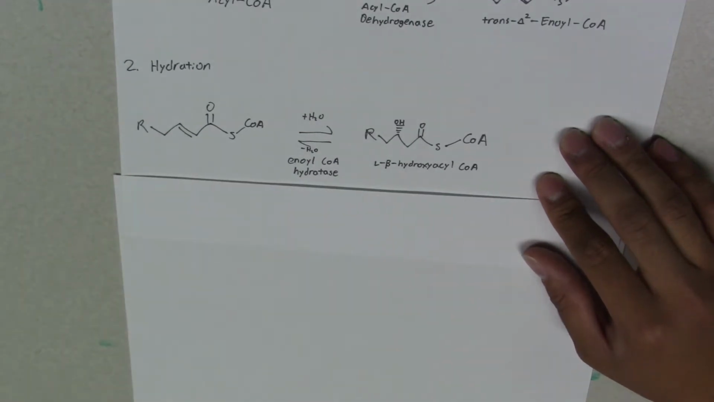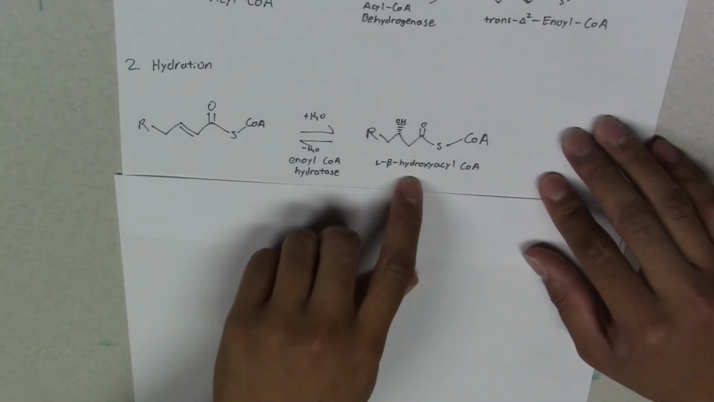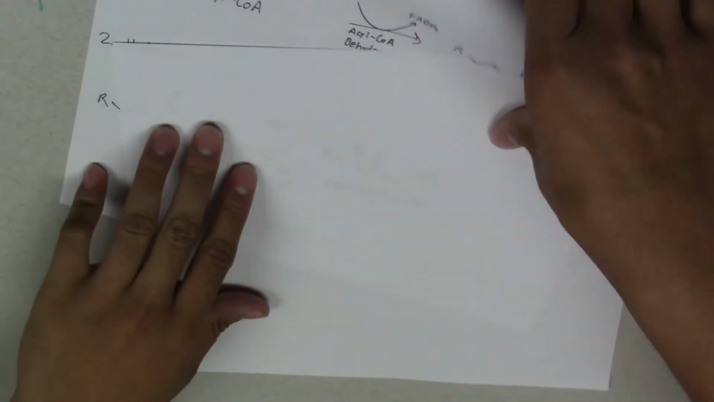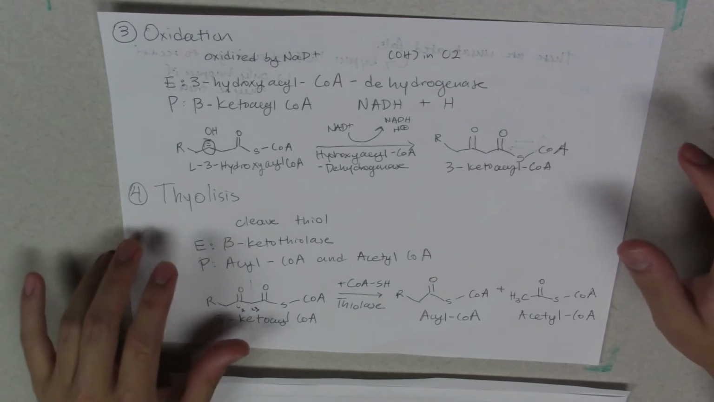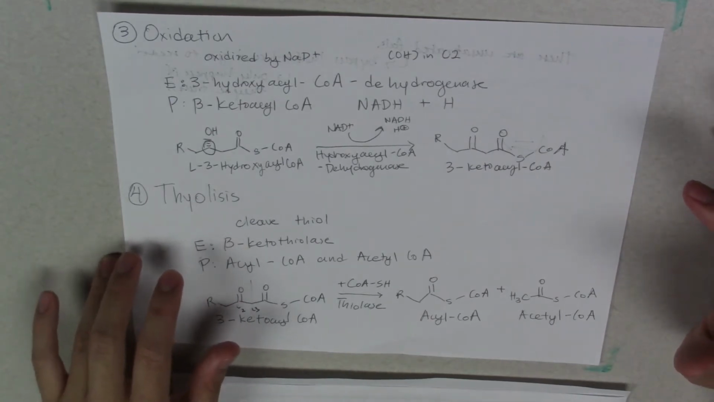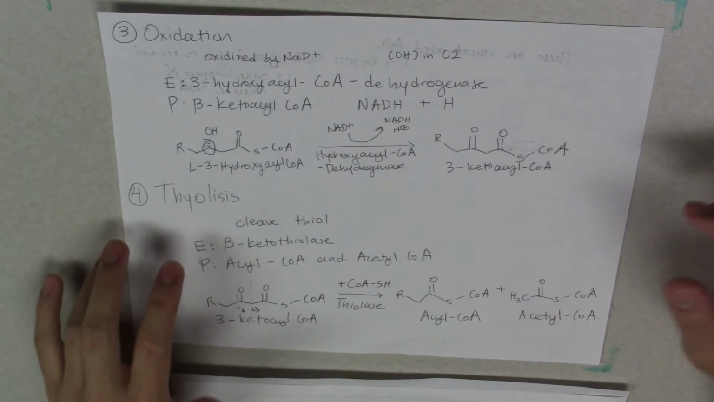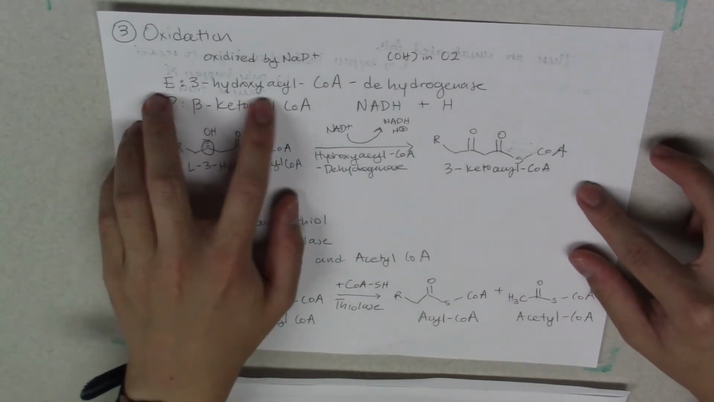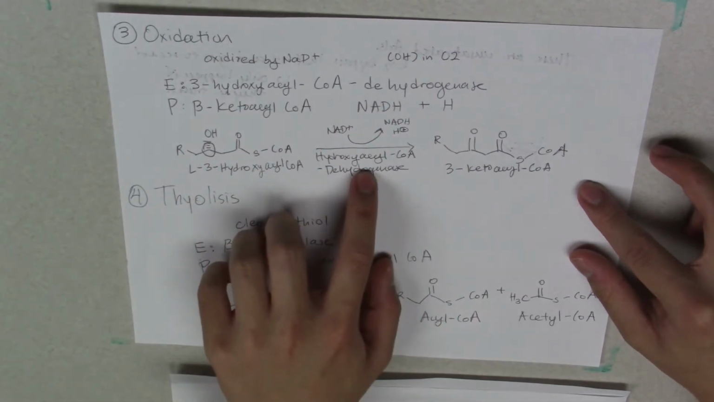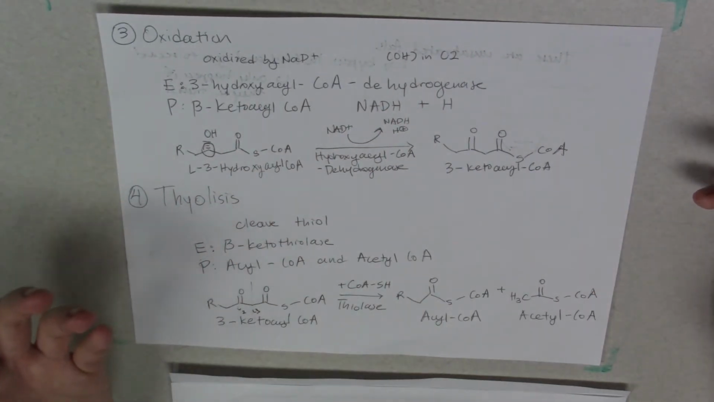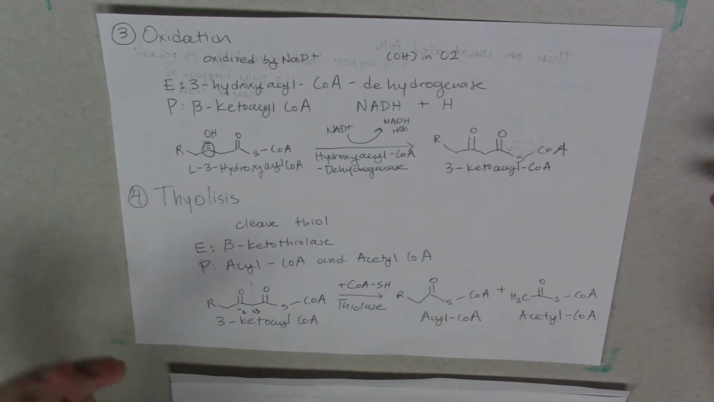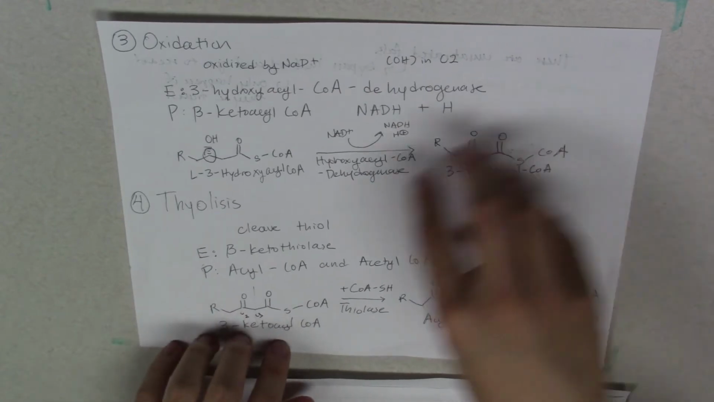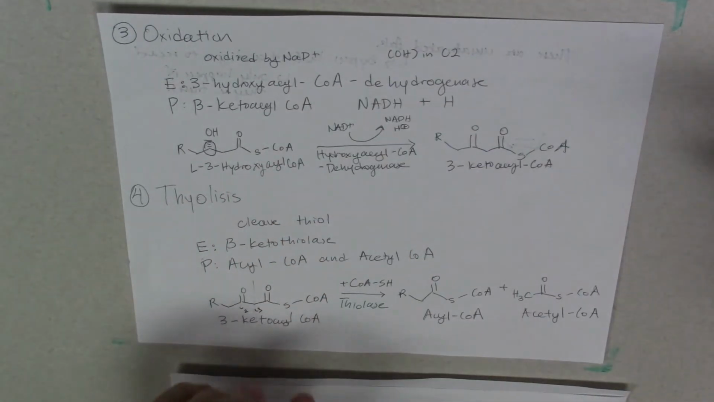Now, after we produce L-beta hydroxyacyl-CoA, it then goes into step 3, which Lewis is here to take over. In the third step, which is the oxidation step, the hydroxyl group of the C3 of L-beta hydroxyacyl-CoA is oxidized by NAD+. So the enzyme that's responsible for doing this is 3-hydroxyacyl-CoA dehydrogenase, and the ending product would be the 3-keto-acyl-CoA. That being said, after getting the ending product, we go into the process of thiolysis, which cleaves the thiol.